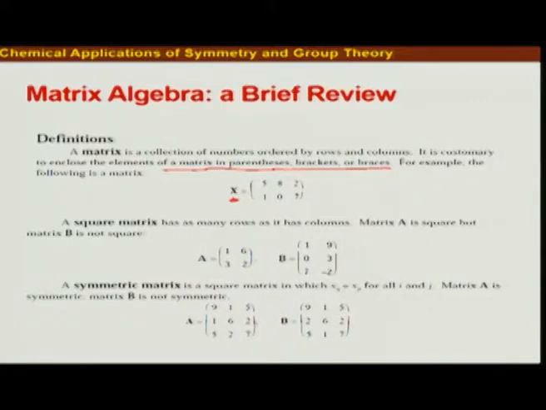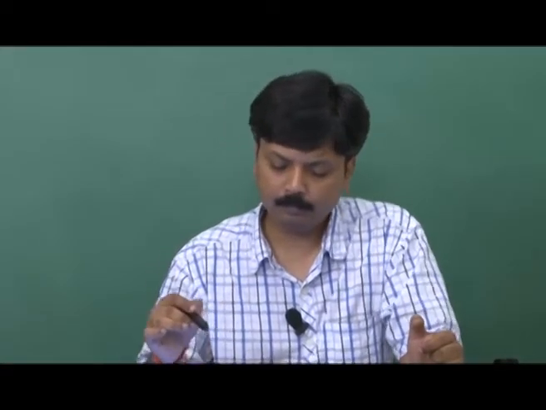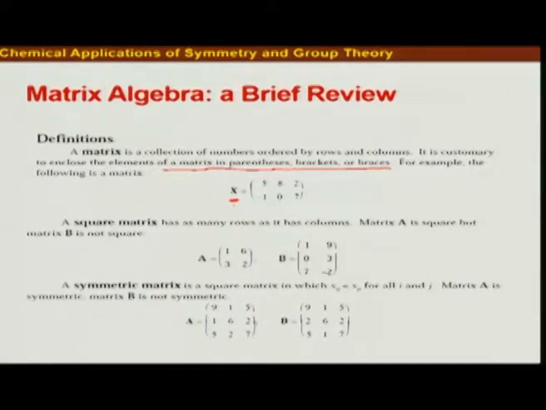An example is shown here, where this X is written in bold. Normally when you use a symbol for a matrix, you use either bold, bold italics, or a particular type of script. So this X is a matrix written in this way. You can see there are two rows, and here are the columns. I have three columns. So this matrix X has two rows and three columns.